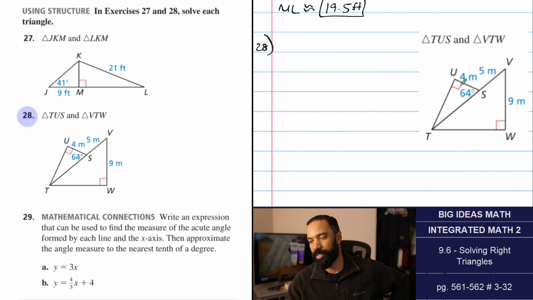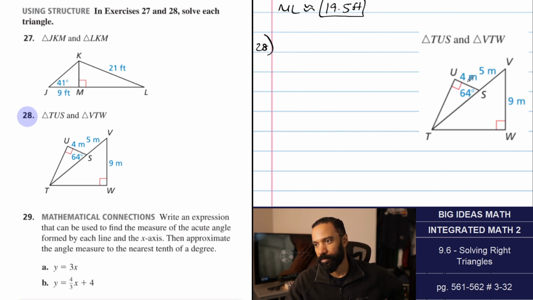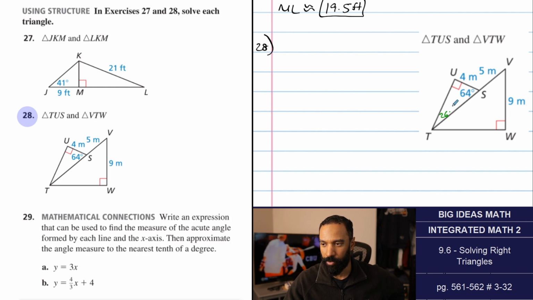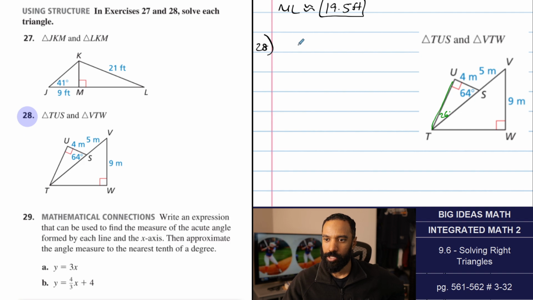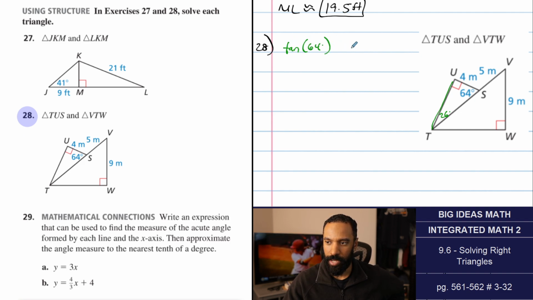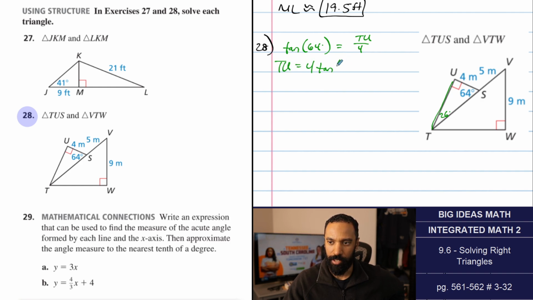So let's find this angle here to start with. This guy is 26 degrees, being 90 minus 64. This length will not be used in the future. Let's just go ahead and get it out of the way now by using tangent with 64. So tangent of 64 degrees is this length of TU over 4 meters. So TU is 4 times the tangent of 64 degrees.